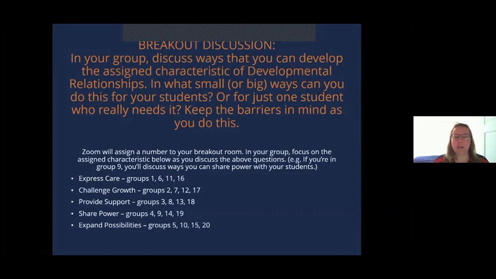Okay, what about challenging growth? If you were in a group that was talking about challenging growth, what did you come up with for that one?